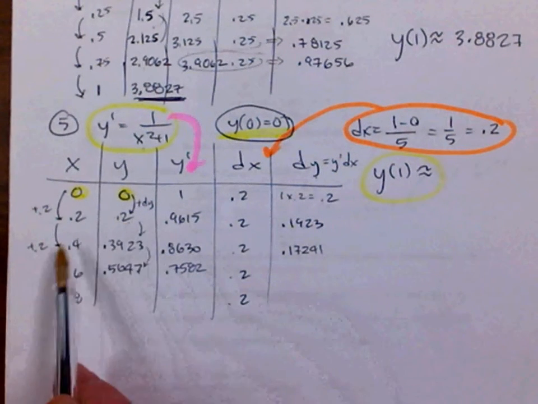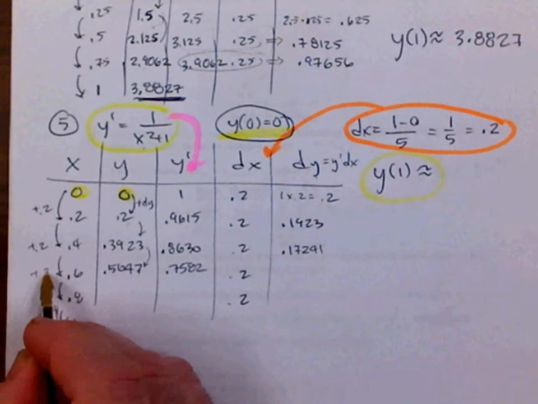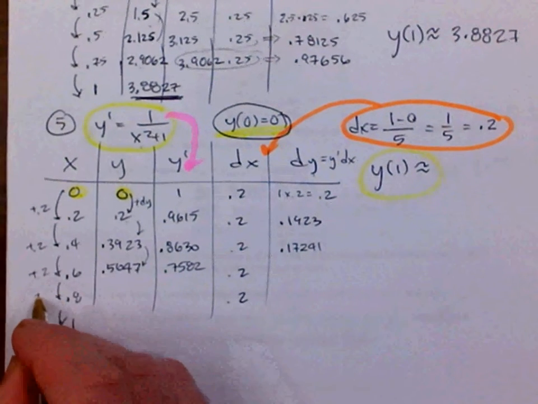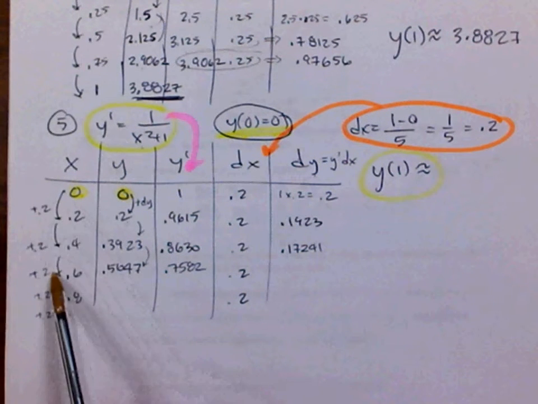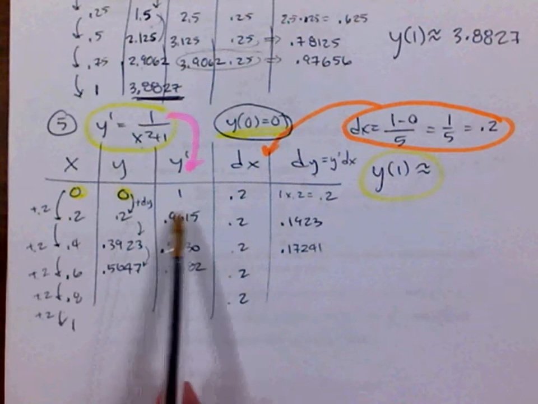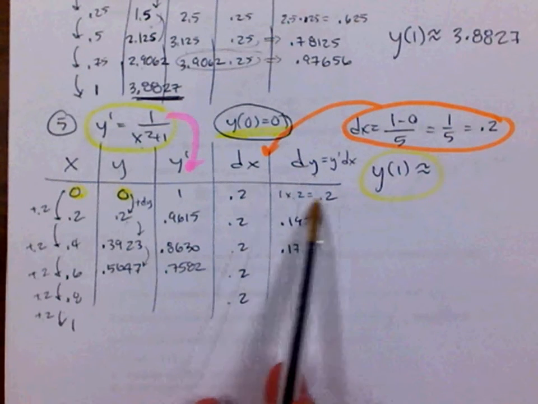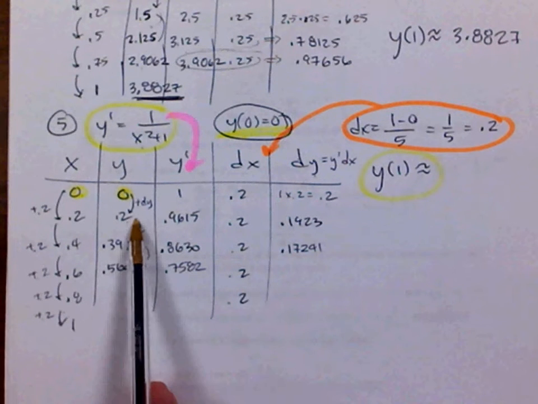Our x values, we're just adding dx each time. Each one of these are the exact same amount. The dx value does not change. We added it 1, 2, 3, 4, 5 times. Those are the 5 steps. We have to calculate our dy each time. That's why we're using this table, so we know what to add to the previous y value.